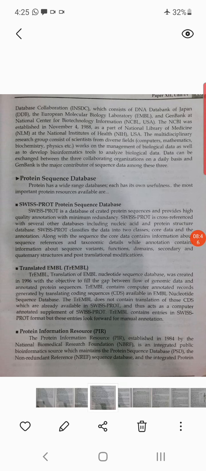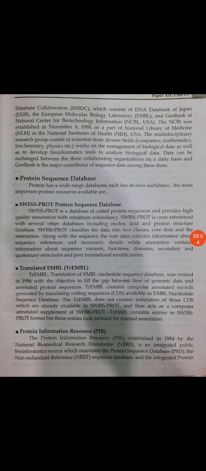In the same way, the next is the protein sequence database. So protein has a wide range of databases. Each has its own usefulness. The most important protein resources available are... So in the same way, like nucleotide sequence, the protein sequence is also analyzed for various enzymes, and that database is available from the following database terminals.